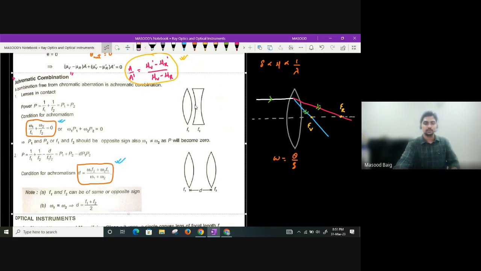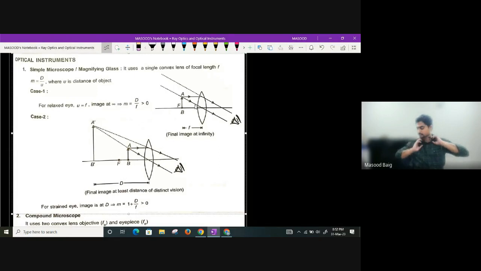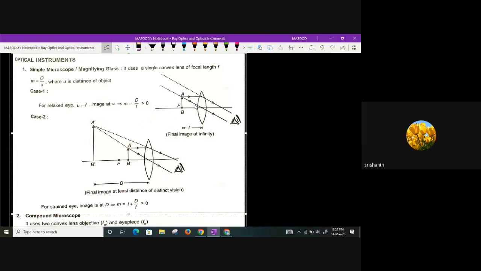We have last thing, which is optical instrument. Just give me a minute of time. I'll just drink some water, guys. I hope you are able to understand, all of you. Yes, no?